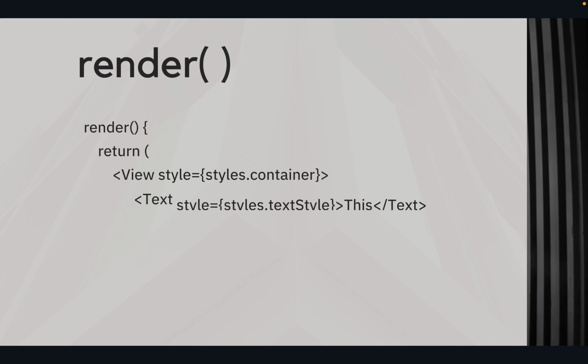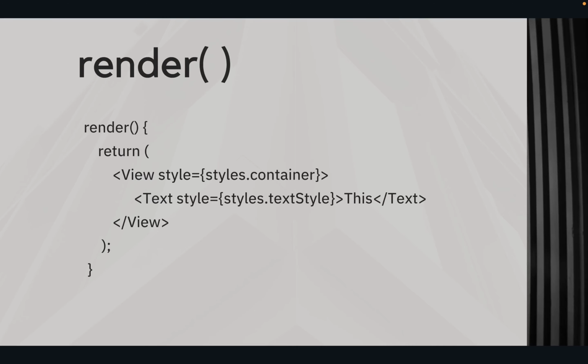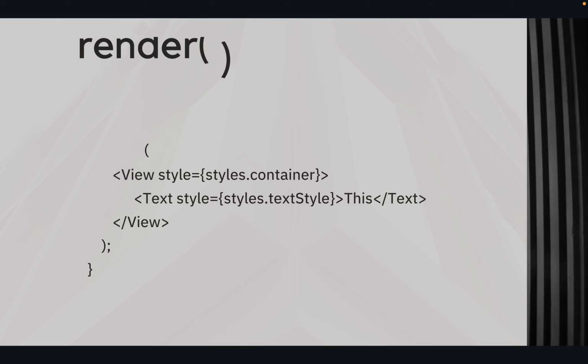Next one is the render function. Render is the most important function in React Native as it tells your native app what to display on the screen. This render will be recalled after any change to the component's props or state.